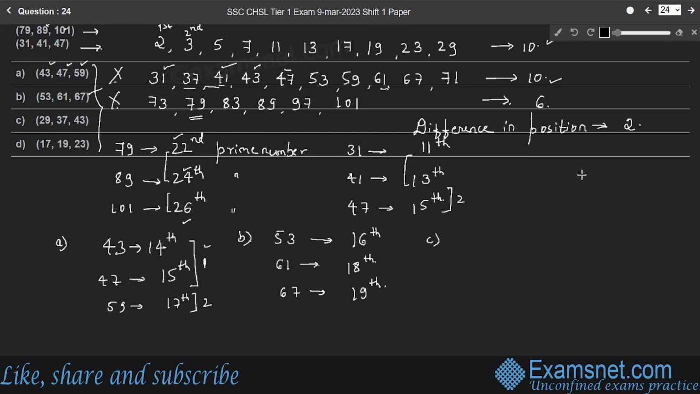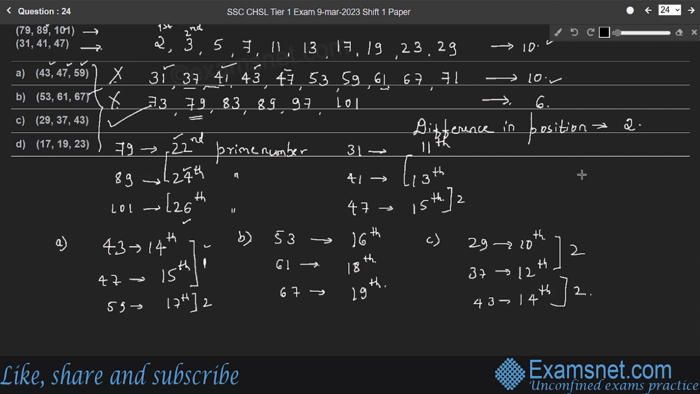Consider option C. 29 is the 10th prime number, whereas 37 is the 12th prime number, and 43 is the 14th prime number. Look at the differences: the difference in their positions is 2. Therefore, option C follows the same logic. The difference in the position of the prime numbers is equal to 2.